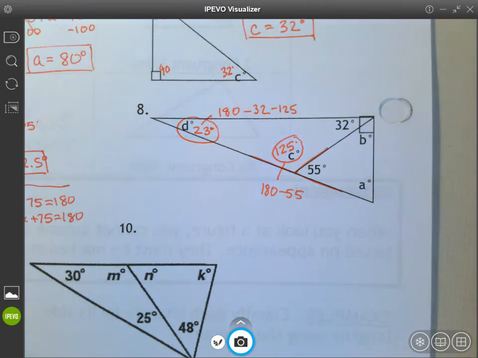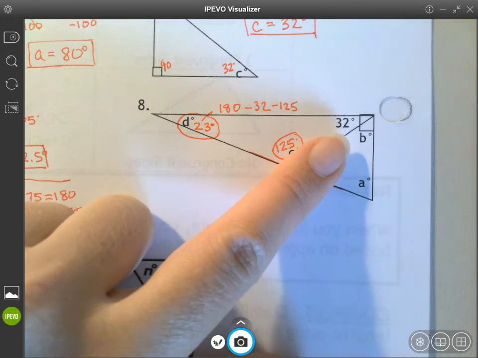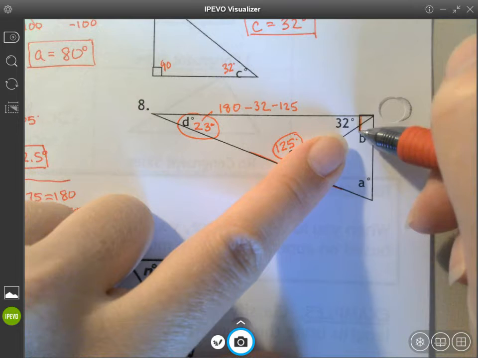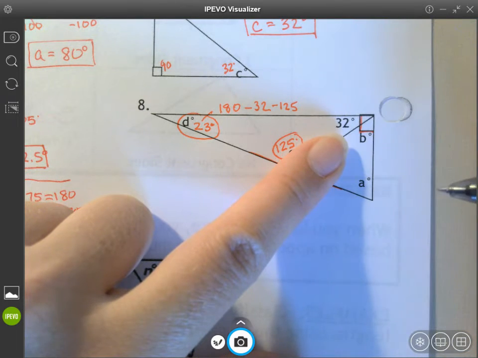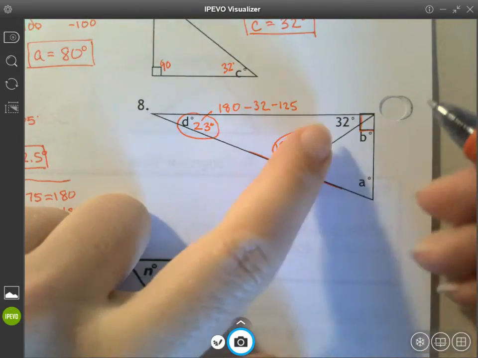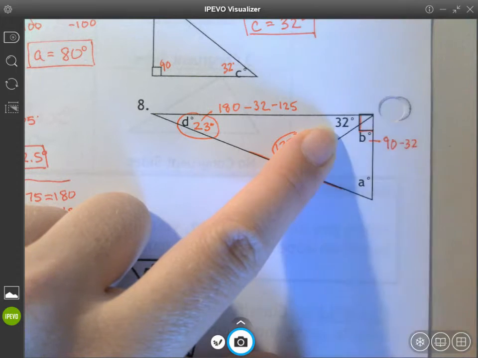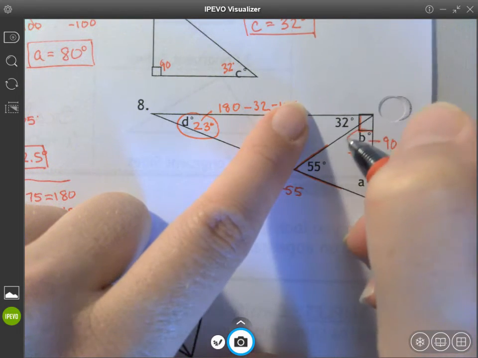All right, I want to jump to B now. I can't get B unless I have A. So I could ignore that and look at the big triangle. You got to look at these things differently. See the big triangle? There's 23, there's 90, ignore that 32, and then you can find A. So that's one way. Or if this is a 90-degree angle and that's 32, wouldn't that be 90 minus 32? This whole angle is 90. Take away what you know. 90 minus 32, we get 58.